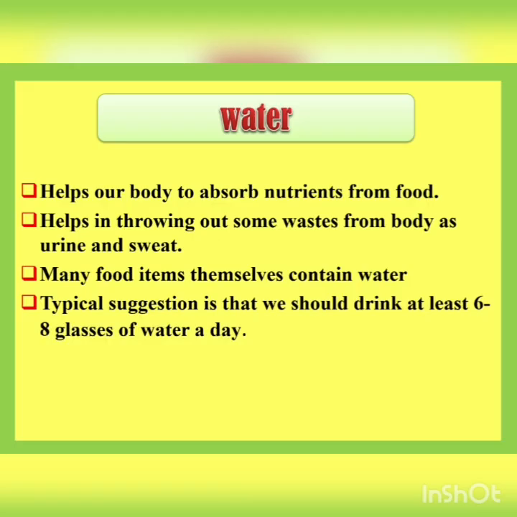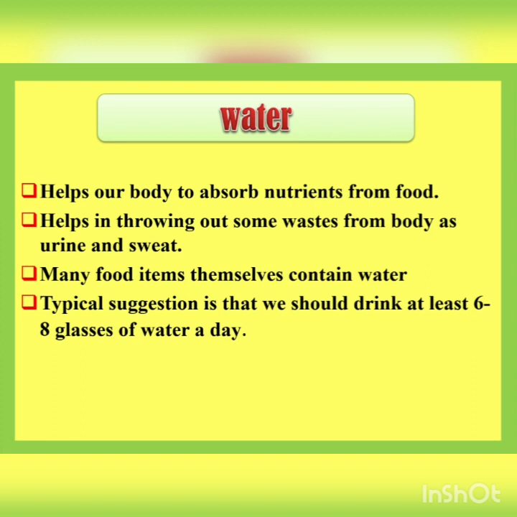Next is water. Along with the nutrients, our body also needs water and roughage. First we will discuss water. What are the functions of water? It helps our body to absorb nutrients from food, and it also helps in throwing out some wastes from our body as urine and sweat. That is, some extra waste in our body is usually removed in the form of urine and sweat. Both are water.